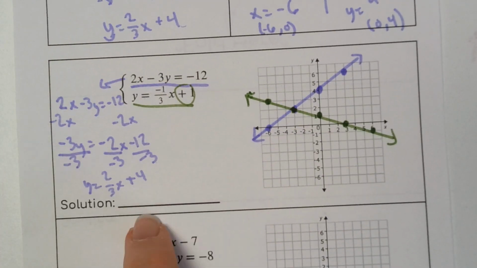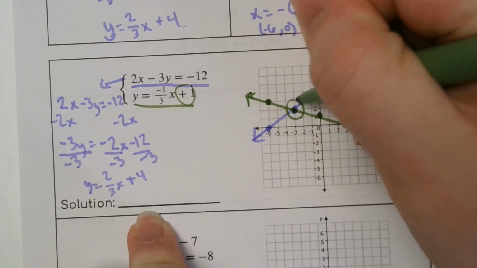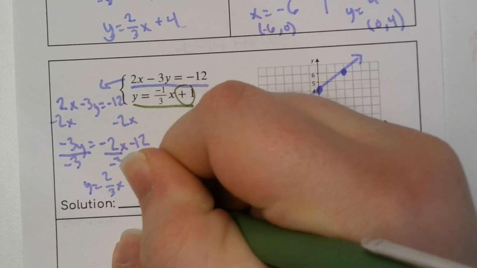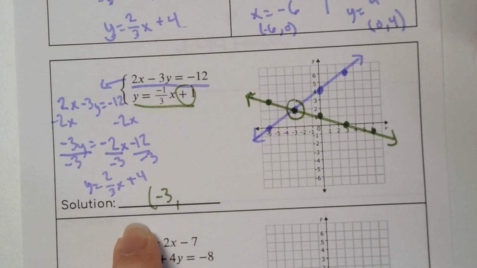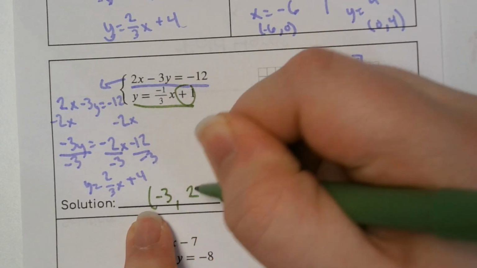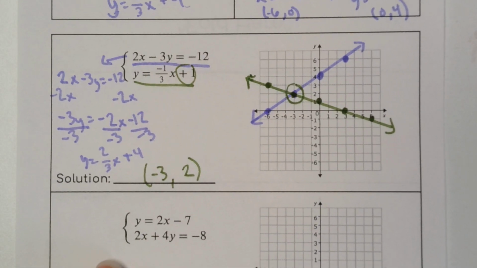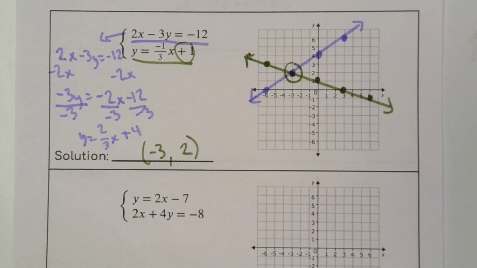Okay, your solution is where they cross, which in this case, our x value where we cross is at -3, and then our y value is at 2. So our solution is -3, 2. Okay. Any questions on that example?